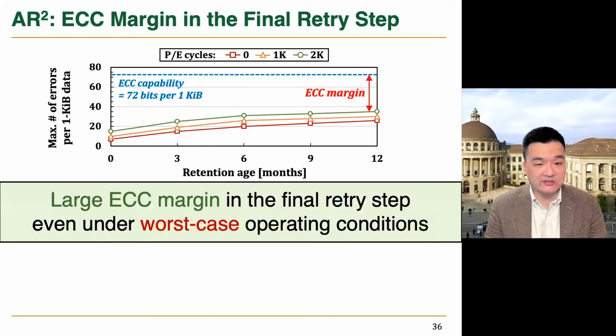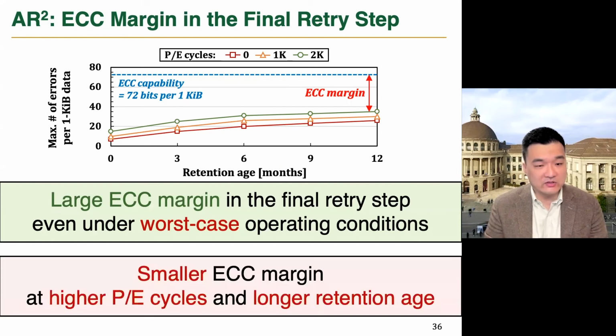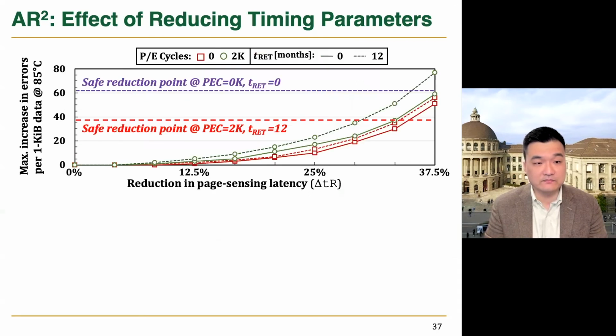First, there is a large ECC margin in the final retry step, even under worst-case operating conditions, which means that the first necessary condition for AR scale holds. Second, the ECC margin decreases as the P/E cycle count and retention age increase.